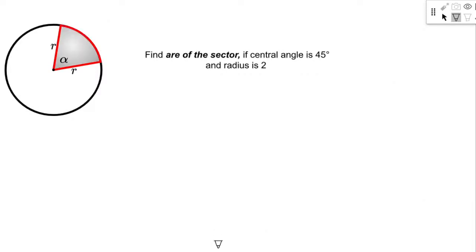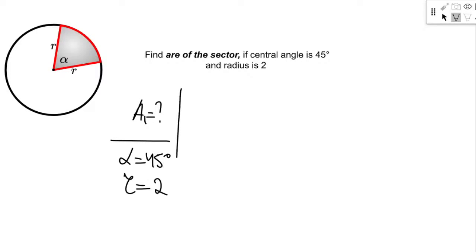Next question. Find the area of the sector if the central angle is 45 degrees and the radius is 2. Let's call the area of the sector A1, where alpha equals 45 degrees and radius equals 2. Tricky question.